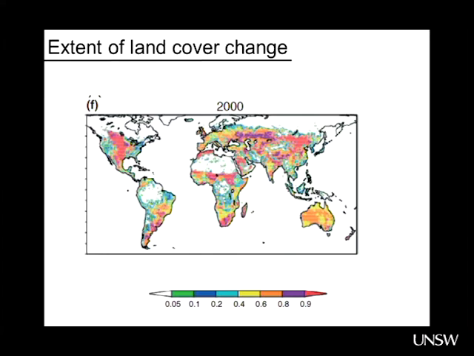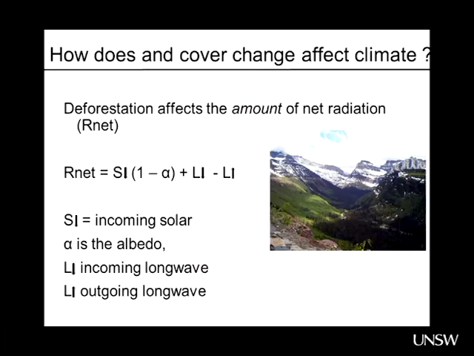But this major transformation of natural landscapes to human-modified landscapes in the real world is very significant, but how climate models parameterize those processes is handled very simply. So why does all that matter? Well, first of all, deforestation affects the amount of net radiation. Deforestation affects the reflectivity of the surface.